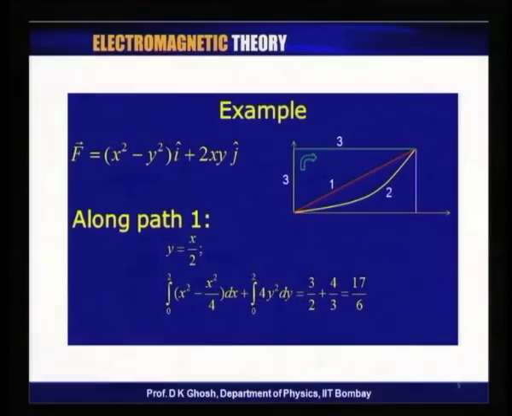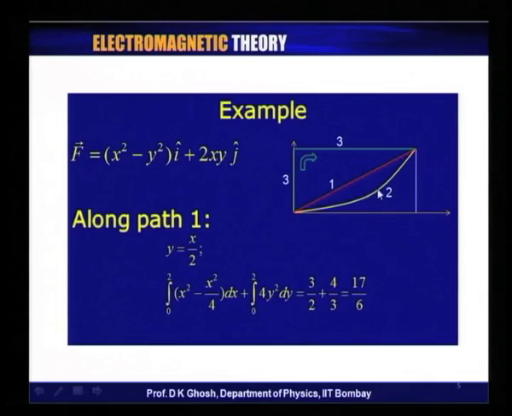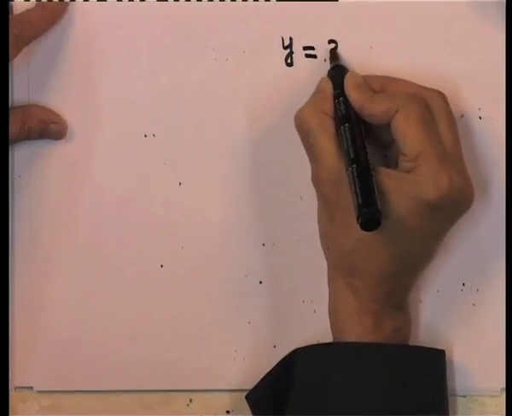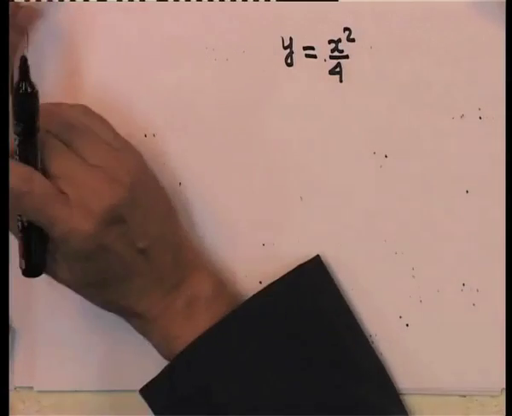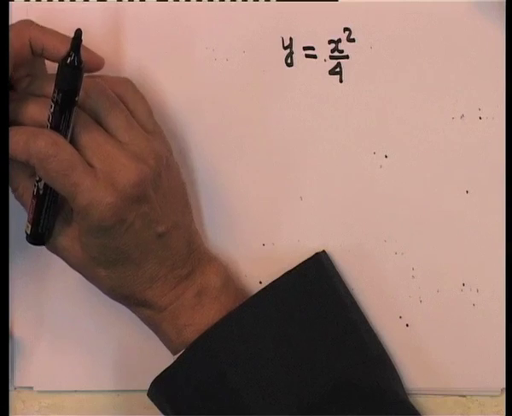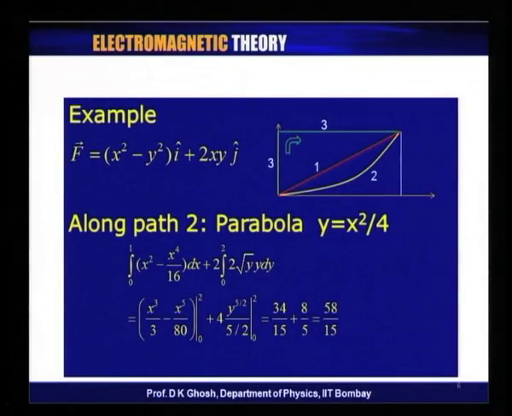Now, let us compute the work done along this curve 2. Now, I have taken the curve 2 to be a parabola. And my equation of the curve 2 is y is equal to x square by 4. You can see that it is of course an equation of a parabola, and when x is equal to 0, y equal to 0, and when x is equal to 2, y is equal to 1 because it is 2 square by 4. Now, how does one do this? For the same force field, the same F, the vector field.